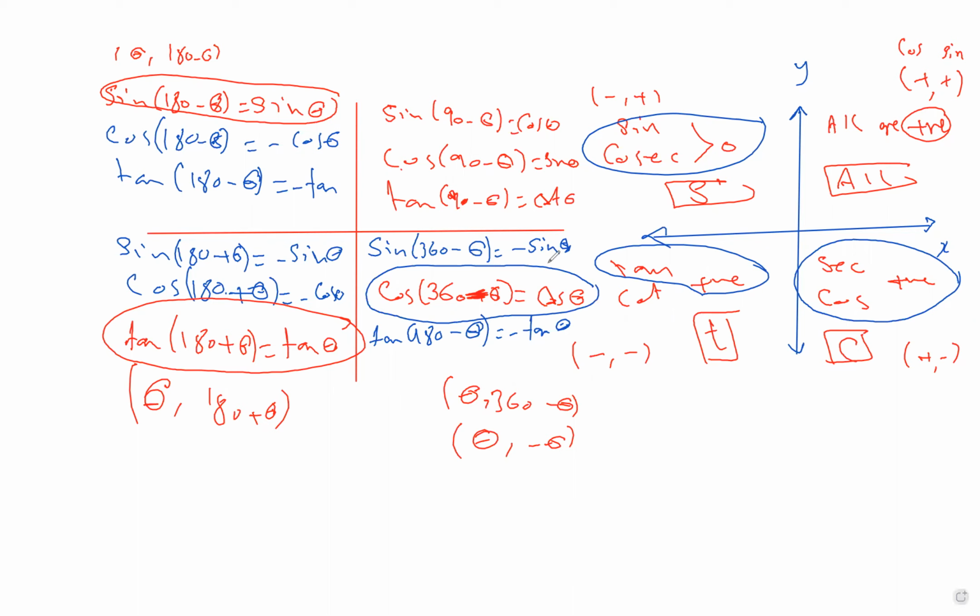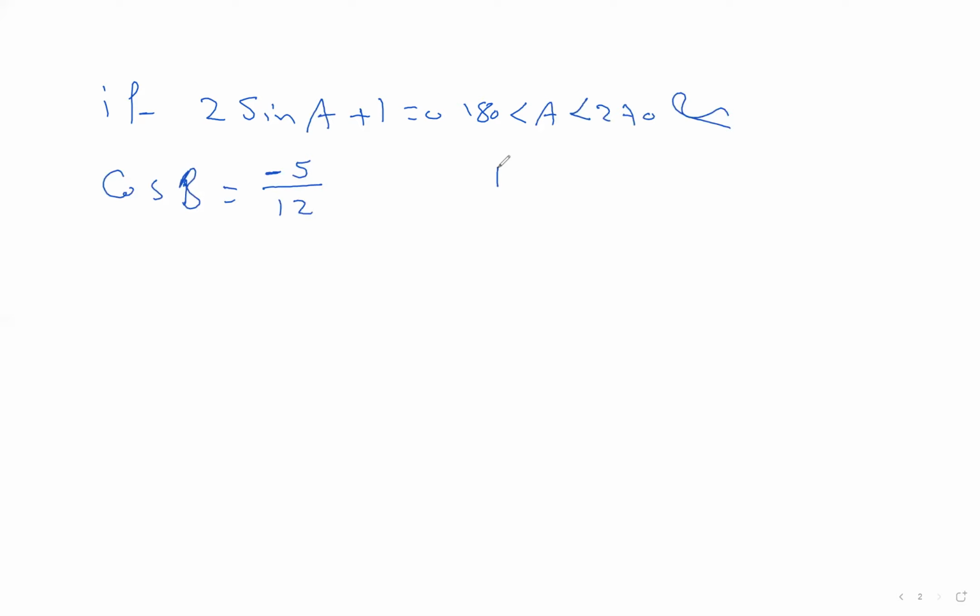Look at an example on these things. It says: if 2 sine A plus 1 equals 0 and A is greater than 180 and less than 270, and cosine B equals negative 5 over 12 and B is greater than 90 and less than 180.